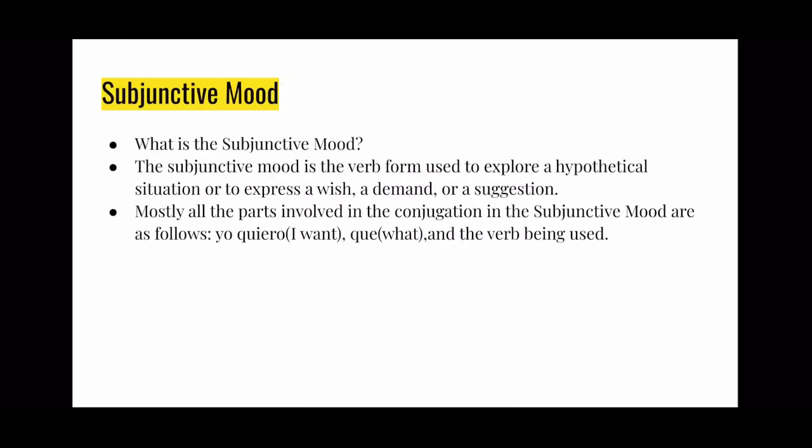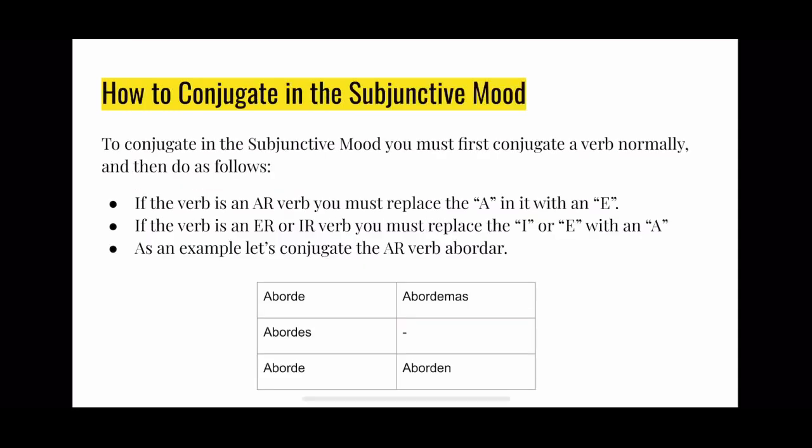Now, subjunctive mood. What is the subjunctive mood? The subjunctive mood is the verb form used to explore a hypothetical situation or to express a wish, a demand, or a suggestion. Most of the time, the parts involved in the conjugation in the subjunctive mood are as follows: yo quiero to begin, which is I want, and then que, what do you want, and then the verb being used.